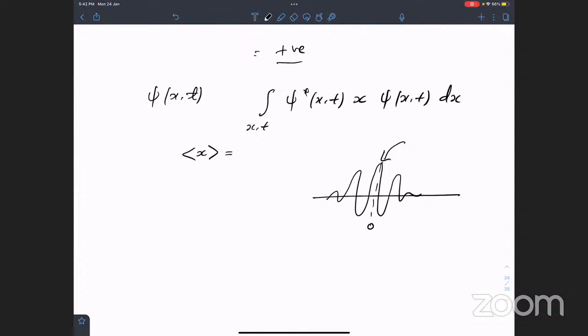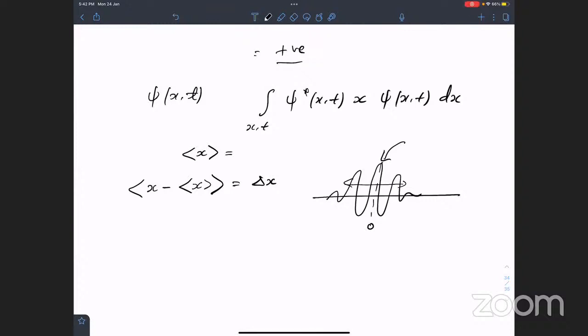How do we calculate the standard deviation? Standard deviation is basically telling you how far away the particle can be found. That is given by the expectation value of x minus the expectation value of x, all squared. This is called delta x. This is your standard deviation. Think about it very carefully.